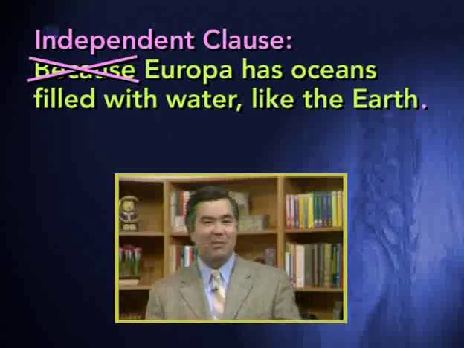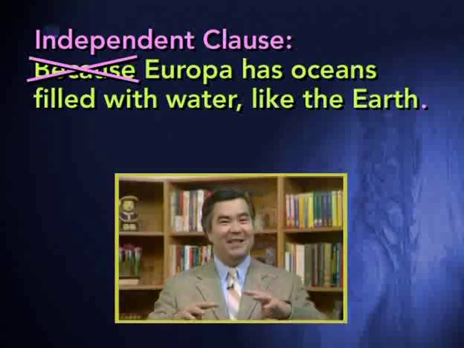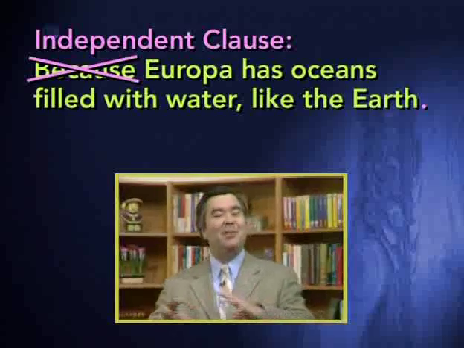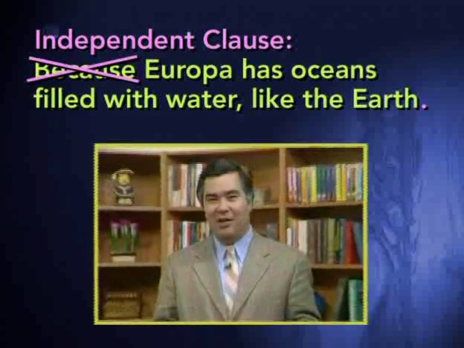But when you put the subordinating conjunction because in front of it, it makes the clause less important. It makes it feel as though it needs to be attached to something else in order to express a complete thought. So this is the second type of clause. An independent clause can stand alone as a sentence. A subordinate clause cannot. And a subordinate clause usually begins with a subordinating conjunction.